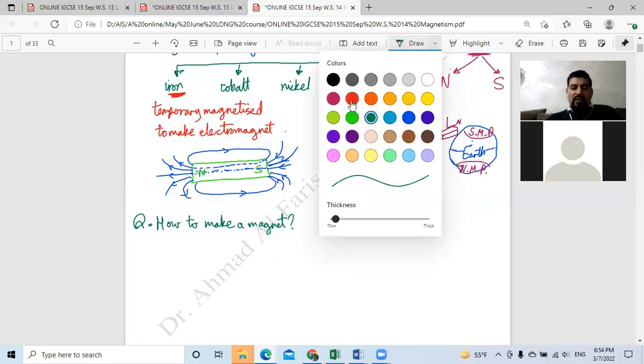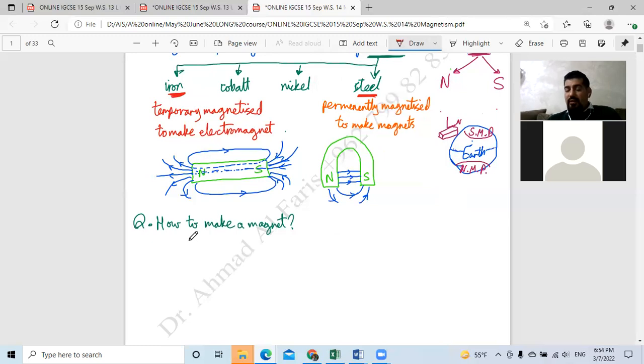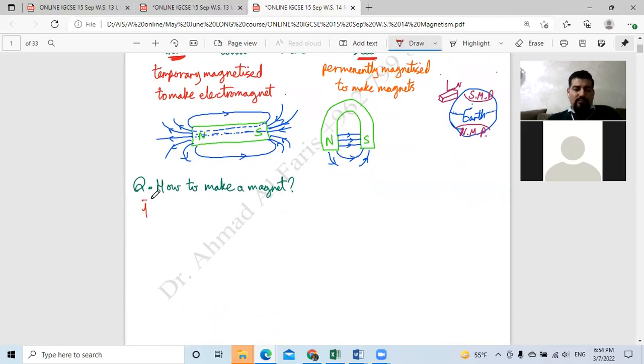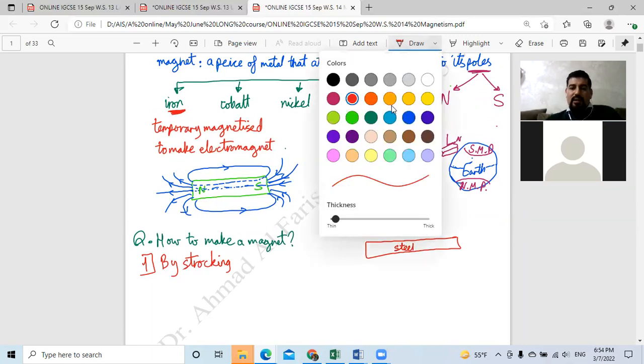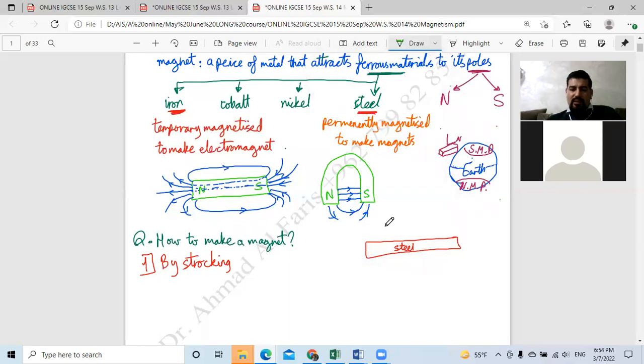How can we make a magnet? It can be done by three different methods. Number one, by stroking, not by rubbing, by stroking. What does stroking mean? Now I can bring a steel bar, because it's permanently magnetized, and I can bring a magnet, and I will stroke this magnet above the other steel bar in this way. As I stroke it, this is north, this is south.